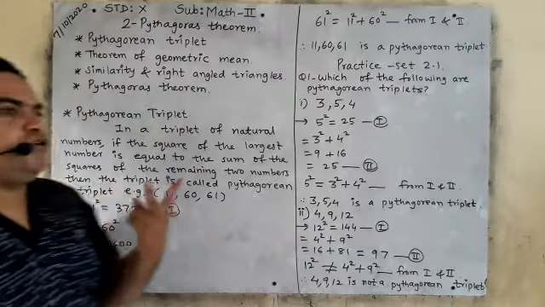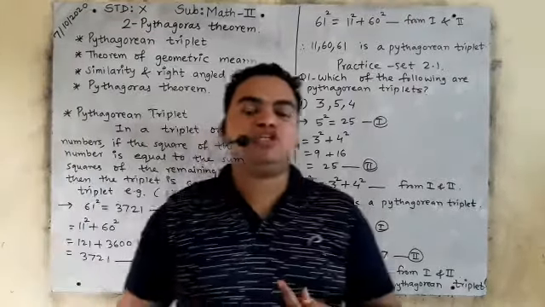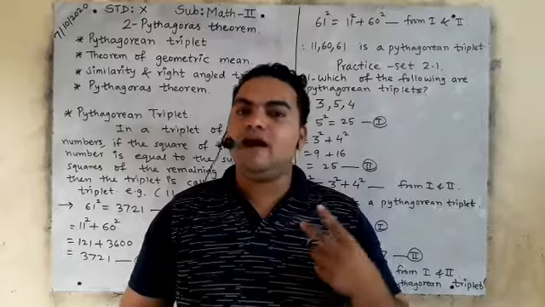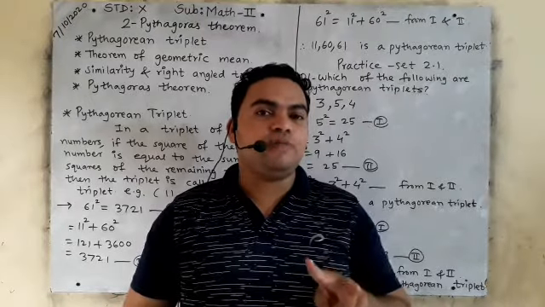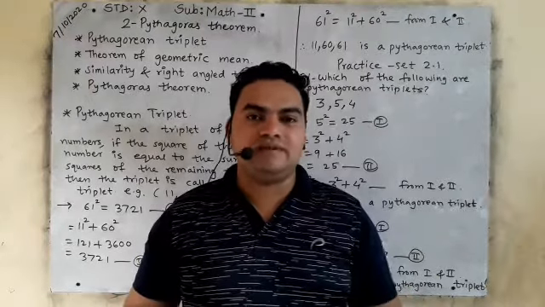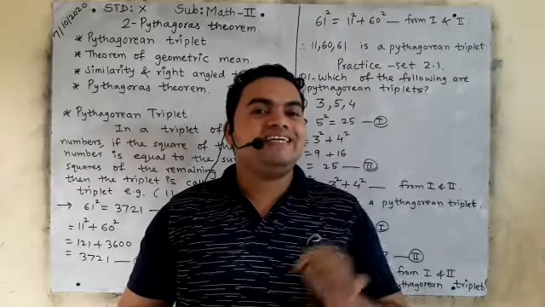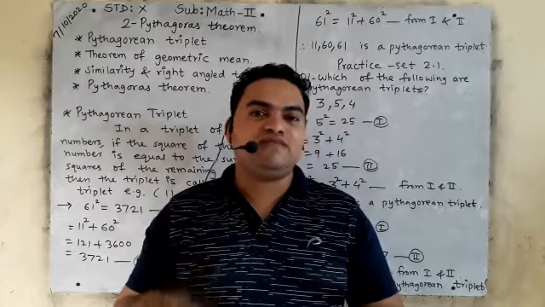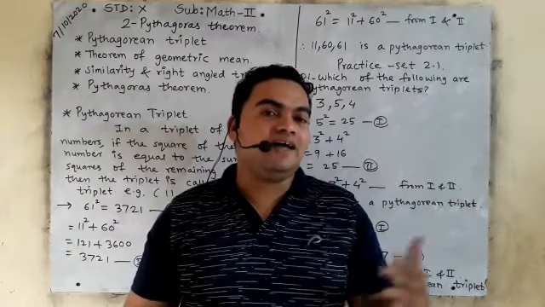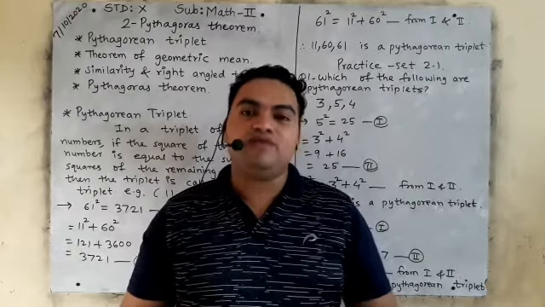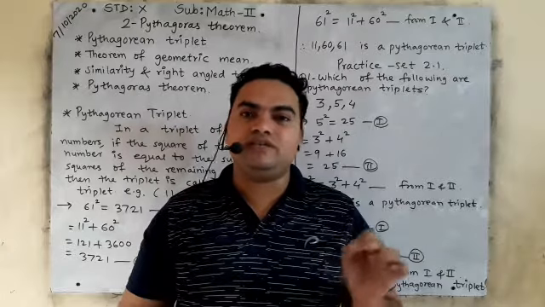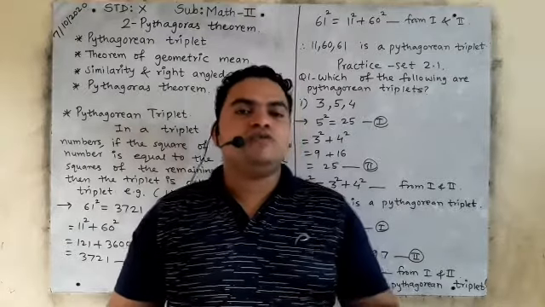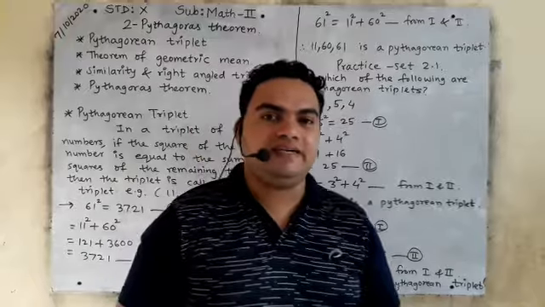The remaining two topics, that is application of Pythagoras theorem and Apollonius theorem, these two topics have been reduced from your syllabus. It means practice set 2.2 is completely cut from your syllabus. It will not be asked in exam. Is it clear? It means you have to practice set 2.1 only. Is it clear? So let's start with the Pythagorean triplet.